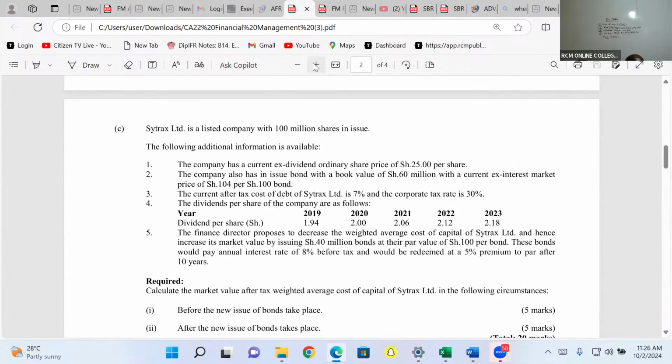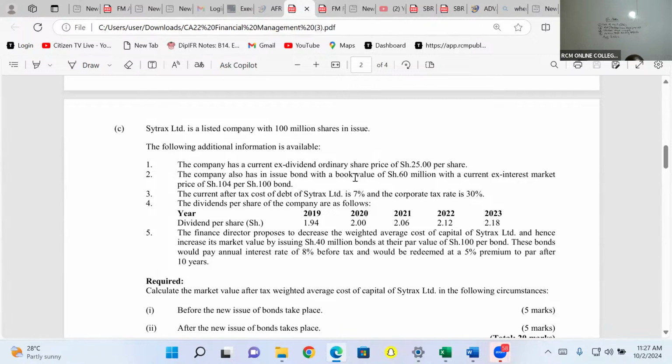Citrus Limited is a listed company with 100 million shares in issue. The following additional information is available. The company has a current ex-dividend ordinary share price of 25. So they've given us the market price per share, which is ex-dividend. Note 2, the company also has in issue bonds with a book value of 60 million with a current ex-interest market price of 104 per 100 shillings. The current after-tax cost of debt is 7%, and the corporation tax rate is 30%.